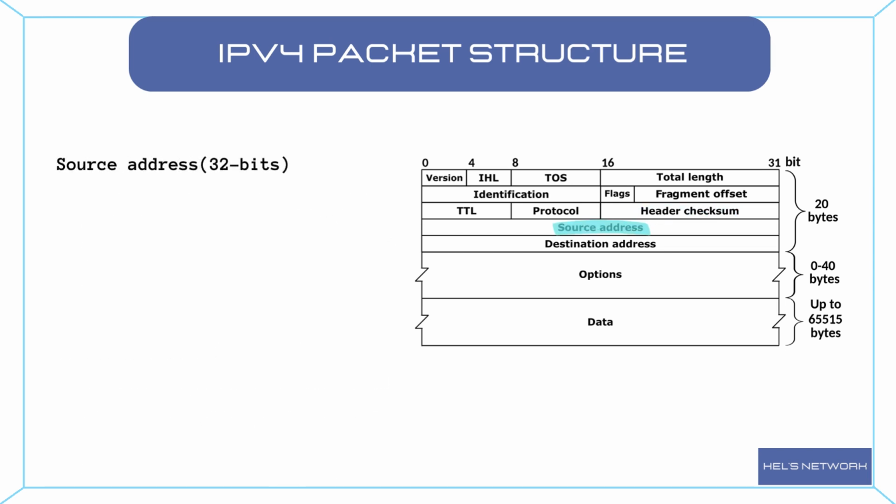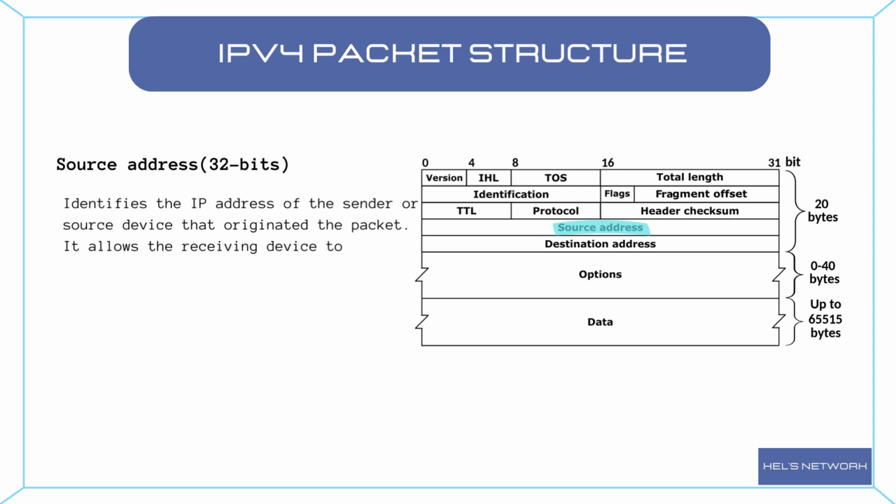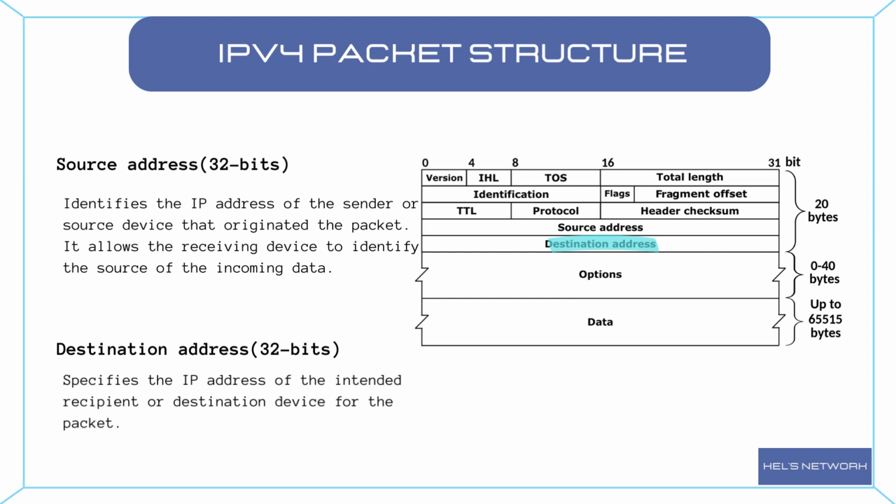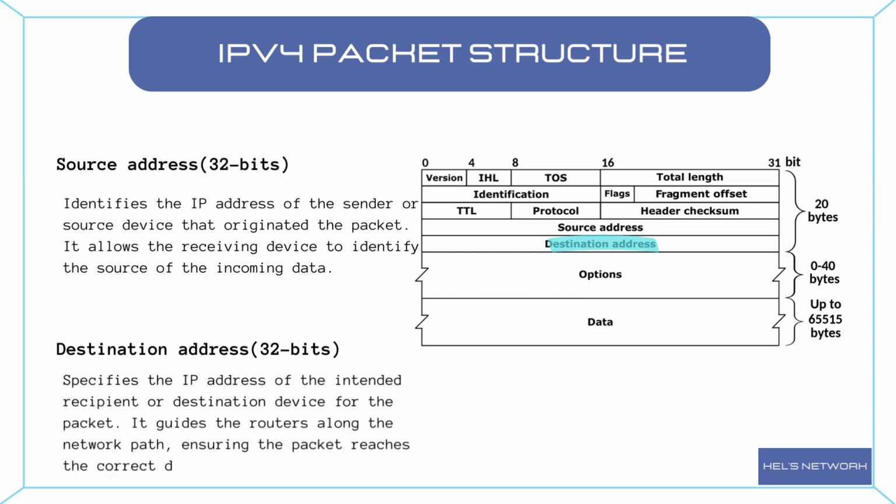The source IP address field identifies the IP address of the sender or source device that originated the packet. It allows the receiving device to identify the source of the incoming data. The destination IP address field specifies the IP address of the intended recipient or destination device for the packet. It guides the routers along the network path, ensuring the packet reaches the correct destination.